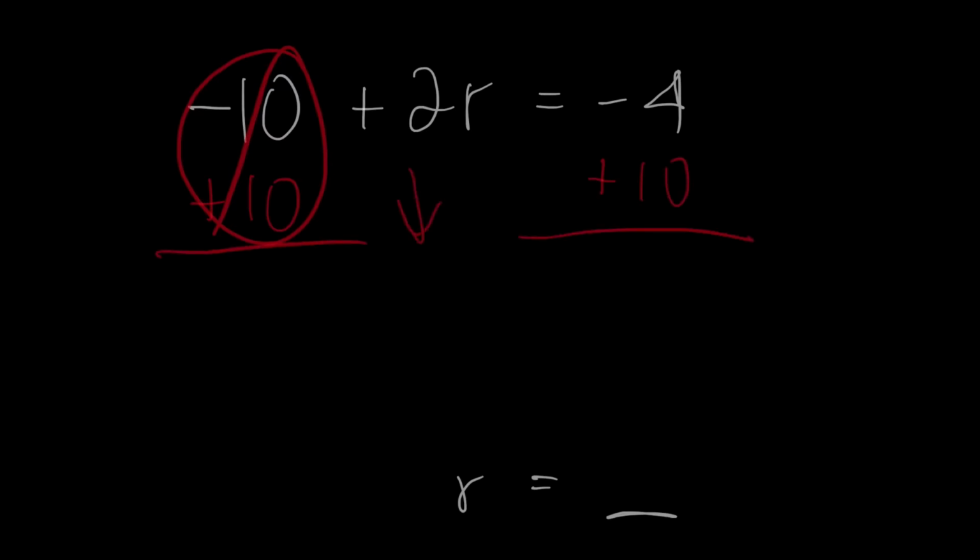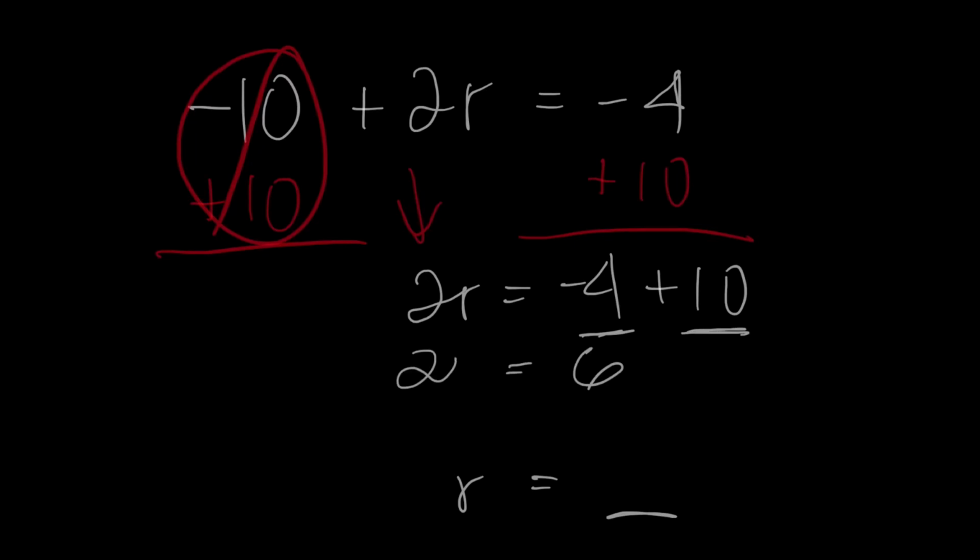Balance the other side by doing the same thing and you end up with 2 times r equals negative 4 plus 10. So if you owed $4 and you took out a $10 bill, you would be left with $6. If 2 times r is equal to 6, then we divide by 2 and we find that r is equal to 3.